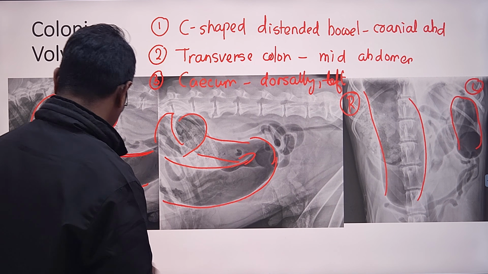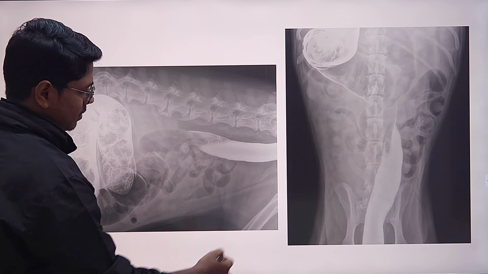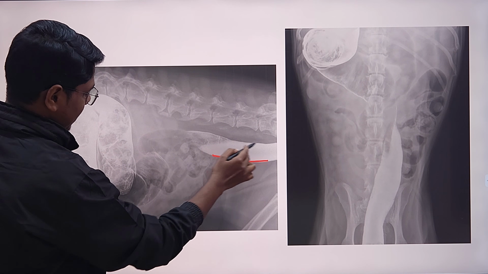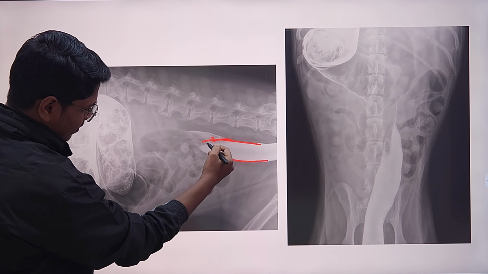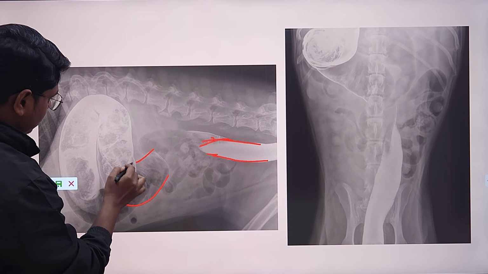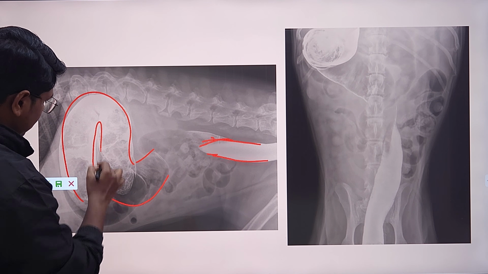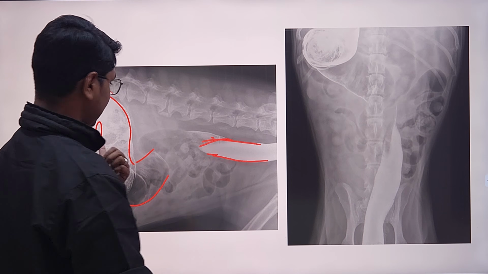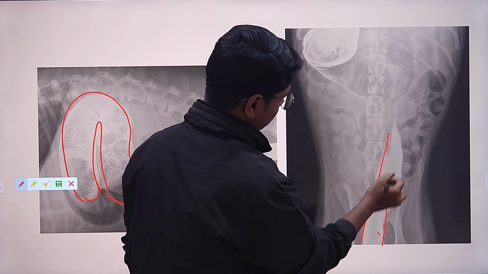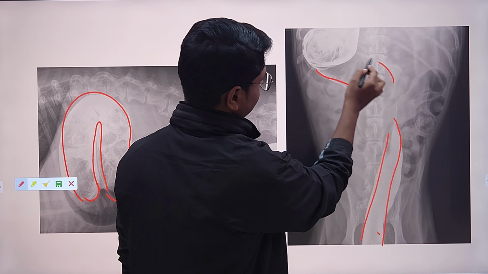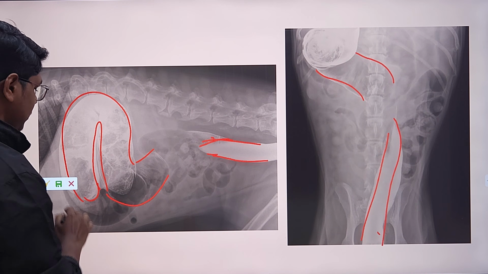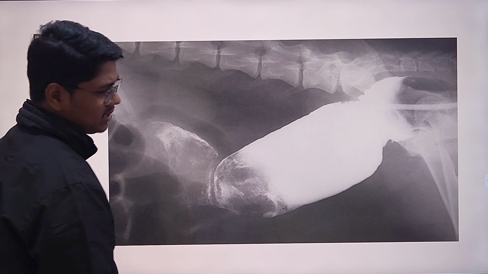Let us see the barium study of this particular case. After giving the barium, you see pointing of the barium, which means some rotation. Here is the intestine, which is C-shaped. This is intestine in the cranial abdomen, and here you can clearly see the rotation. This is colonic rotation, which you can identify from the radiograph.